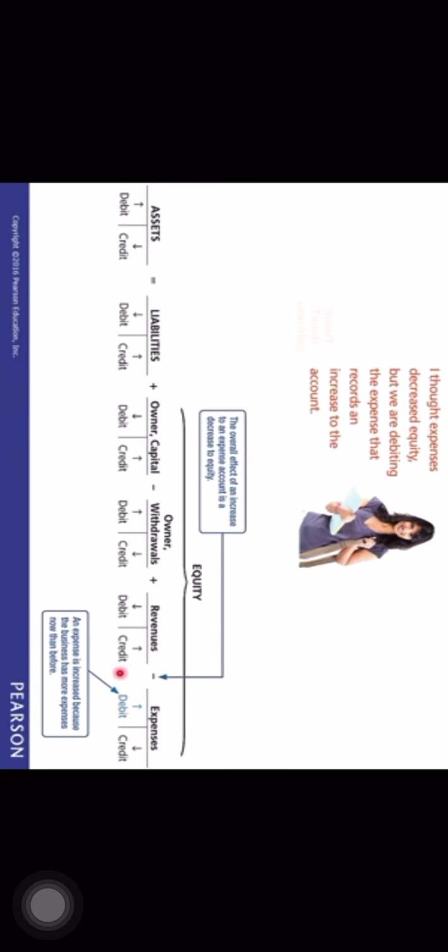So I know what you might be thinking right now. You might be saying, hey, I thought expenses decreased equity, but if we're debiting the expense, that records an increase to the account. How does that happen? Well, let's try to give you a decent explanation here. Yes, it is true that expenses decrease equity overall. That doesn't change. But here's another way of looking at it. An expense is increased and put on the debit side because the business now has more expenses than what it had before. Or in other words, think of debiting an expense account as if we're increasing a negative account.